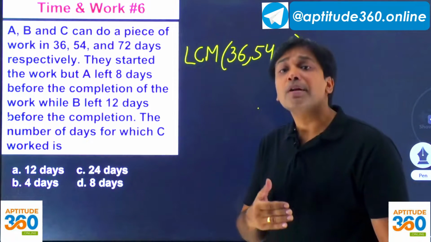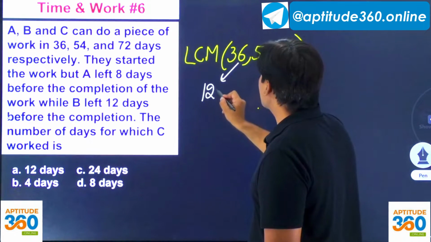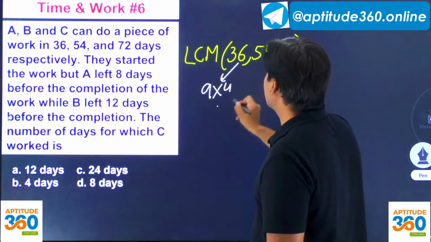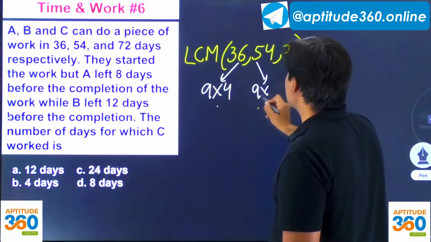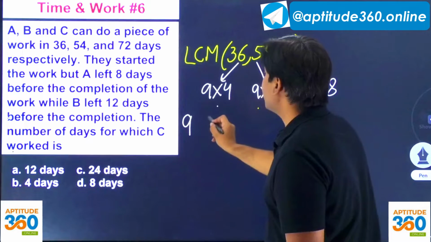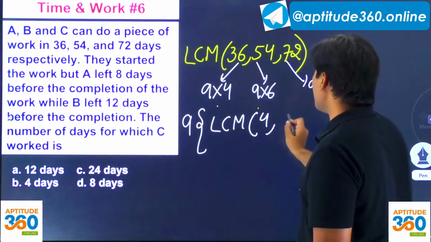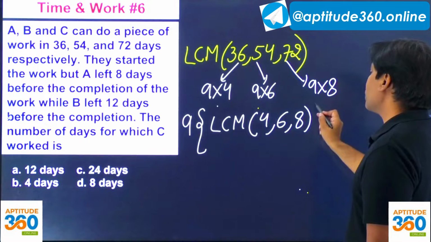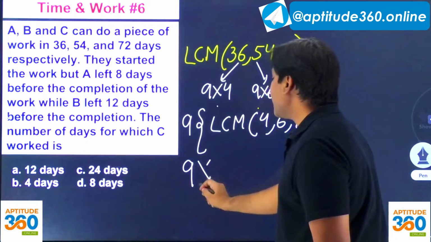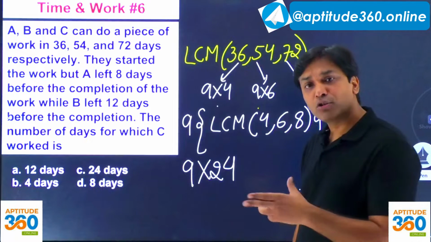अब कुछ नंबर बड़े हो सकता है, so ऐसे प्रॉब्लम को सिंप्लीफाई करने के लिए आप क्या करो, ये देखो, this is 9 into 4, right? And this number is 9 into 6, and this number is 9 into 8. So keep 9 aside, and then you try to find out the LCM of the rest of the numbers, which is 4, 6 and 8. What is the LCM of 4, 6 and 8? It is going to be 24. So what is going to be the entire LCM of 36, 54 and 72? It is going to be 9 into 24.